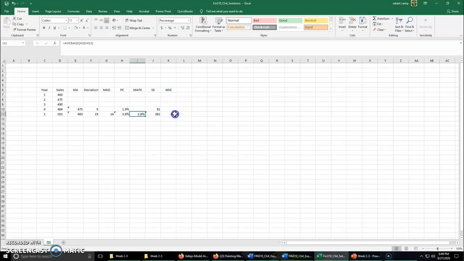The mean squared error, 221, doesn't really mean anything. I can just use it to compare against other data sets to figure out which one's the best.